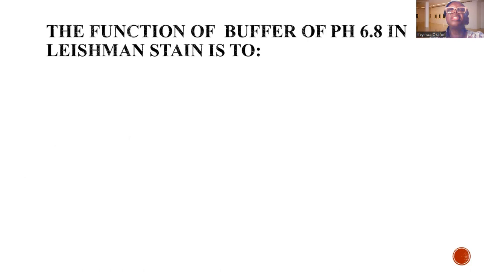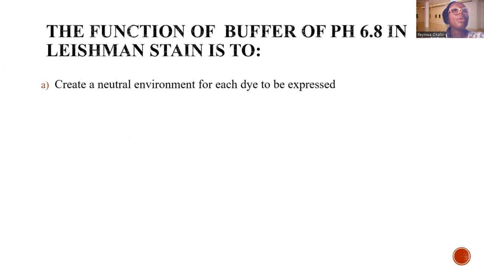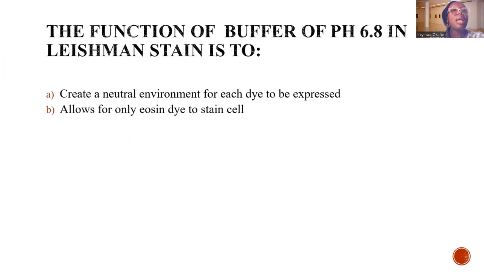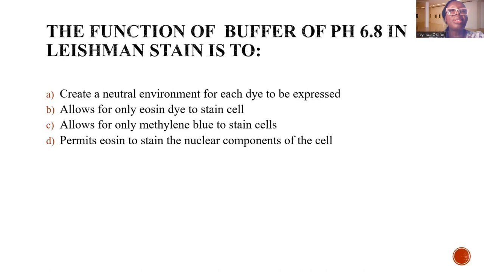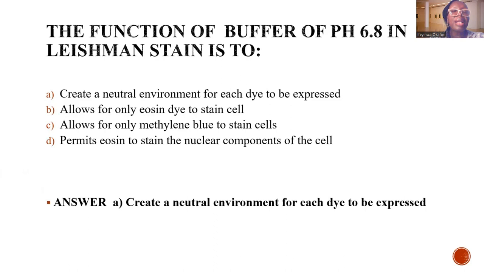The function of buffer of pH 6.8 in Leishman's stain is: A, create a neutral environment for each dye to be expressed; B, allow for only eosin dye to stain cells; C, allow for only methylene blue to stain cells; D, permit eosin to stain nuclear components of the cell. Answer, A, create a neutral environment for each dye to be expressed.